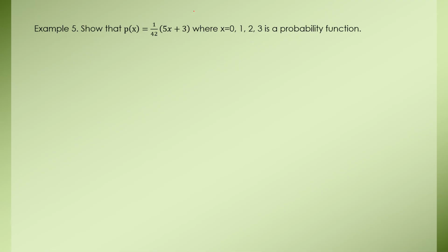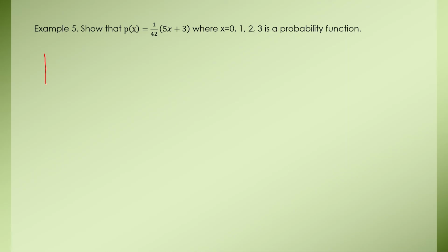Okay, let us have this one. Show that the probability function 1 over 42 times (5x plus 3), where x is equal to 0 to 3, is a probability function. So let us have first the category. First, the probability should lie between 0 to 1, and the second one is the sum of the probabilities should be equal to 1.